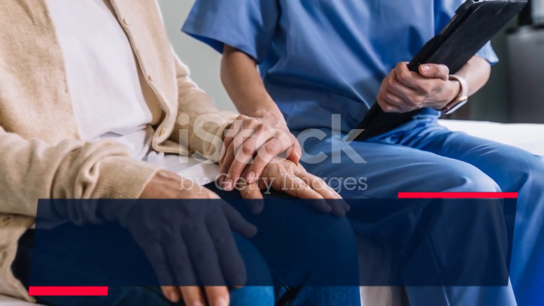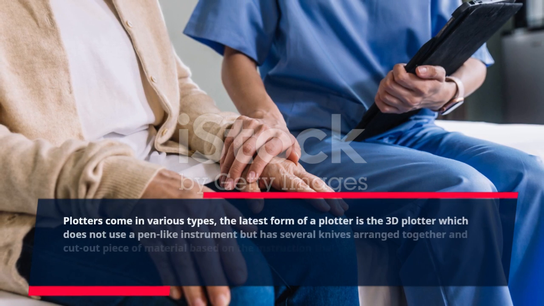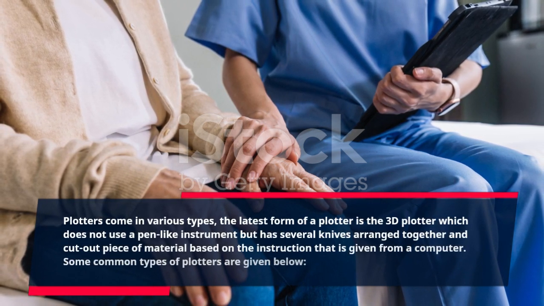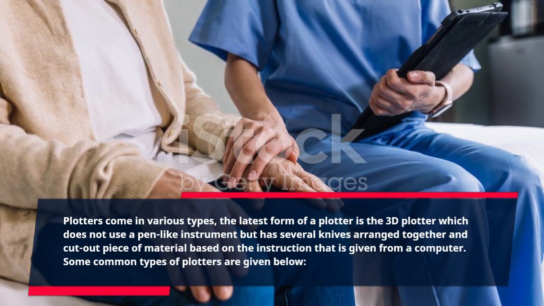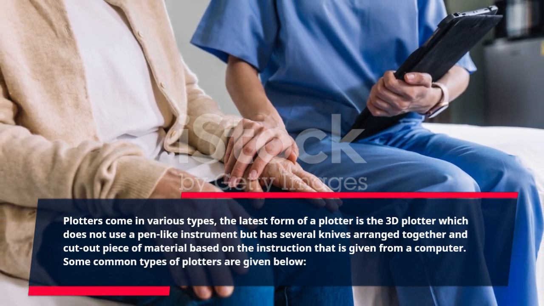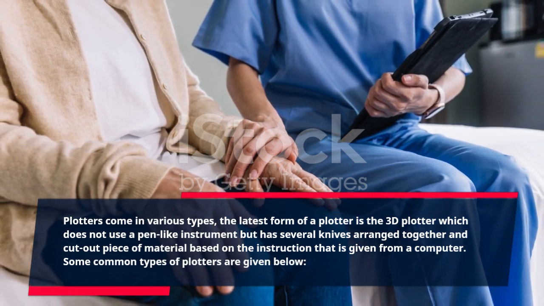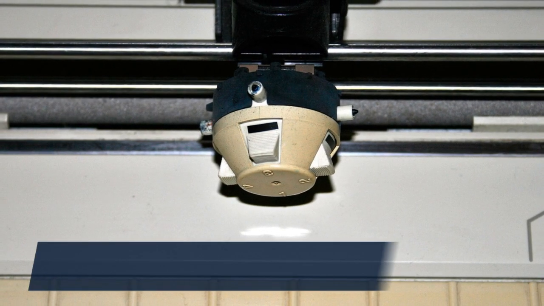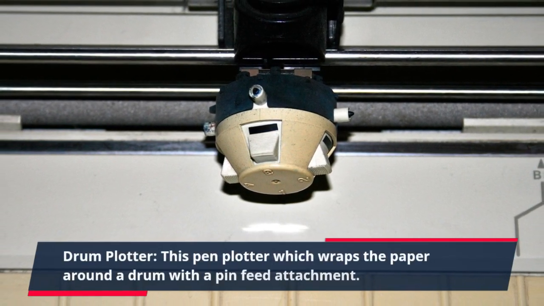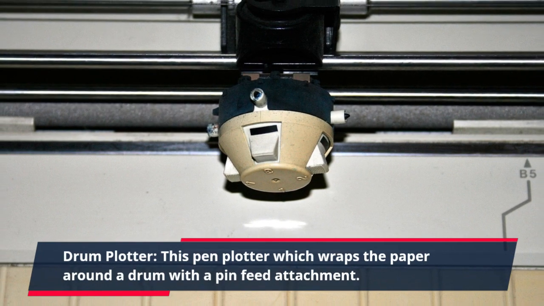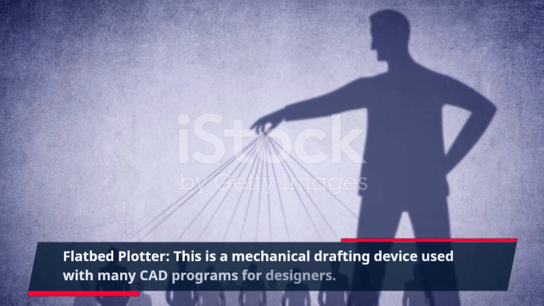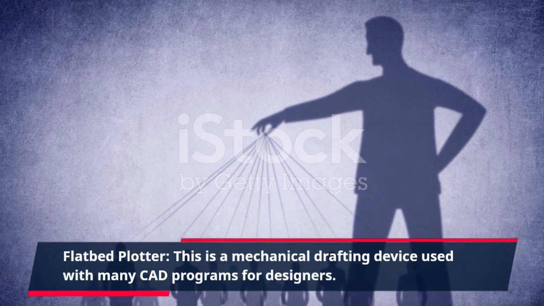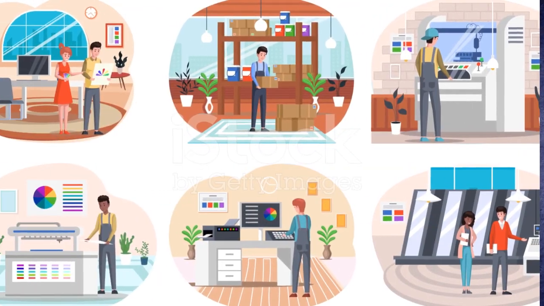The latest form of a plotter is the 3D plotter, which does not use a pen-like instrument but has several knives arranged together and cut out pieces of material based on the instructions given from a computer. Some common types of plotters are given below. Drum plotter, this pen plotter wraps the paper around a drum with a pen feed attachment. Flatbed plotter, this is a mechanical drafting device used with many CAD programs for designers.